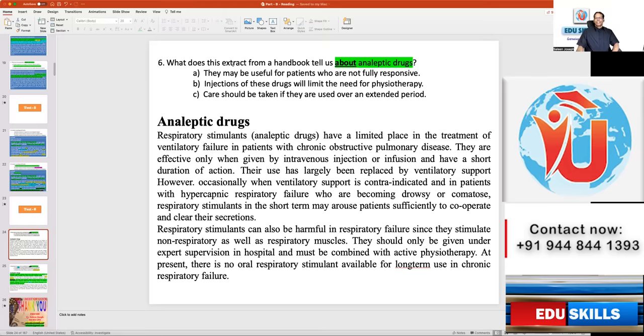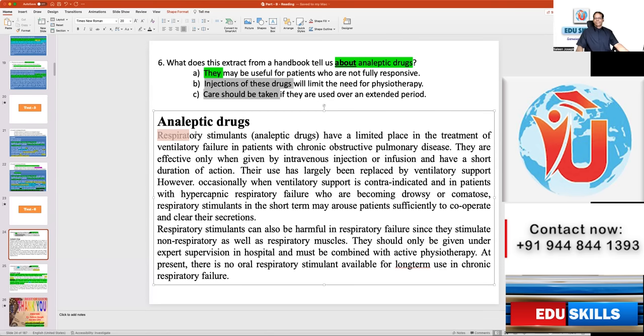That's enough. Let's see. What does this extract from a handbook tell us about anaphylactic drugs? Here, what does it speak about anaphylactic drugs? As I said, earlier we had something about something, so same thing here. So that's not speaking about injections of these drugs. They are speaking directly about this one. Care should be taken. Again, this is a caution, I said. Care should be taken is a caution, which cannot be the answer. If you remember the paragraph structure that we learned, that is the last part of it. Caution is the last part of it. Normally, that will not be the answer. Here, what is the topic sentence?